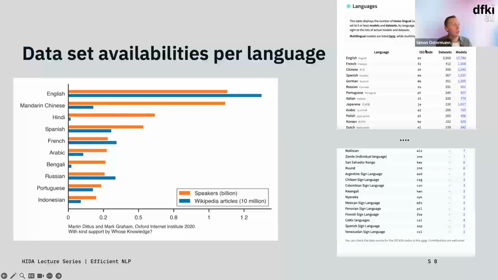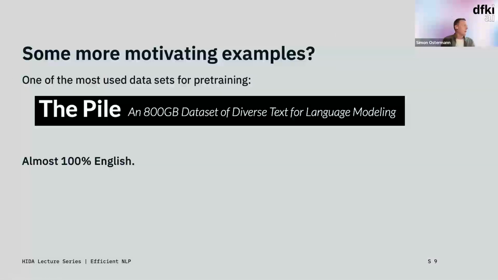And we see the same picture if we look at the number of data sets and models for specific languages on Hugging Face, for example, which is one of the most famous and most used hubs for pre-trained models and for data sets in the area of language modeling, natural language processing. So you can see that English has a vast number of data sets and models, and already the second most resourced language is only a fraction of English, right? So even for French, Chinese, German, Russian, etc., we only have a fraction of the resources that we have for English. So there is a big imbalance here.